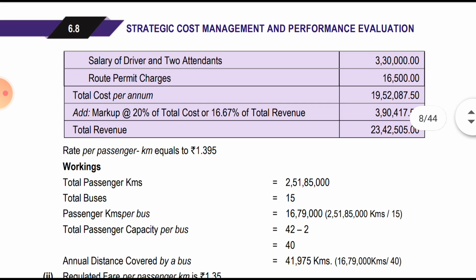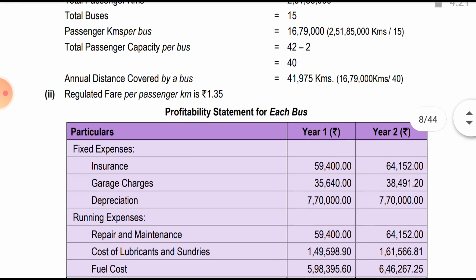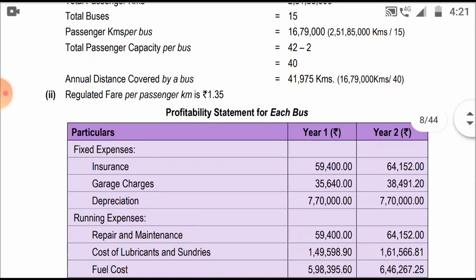So the rate per passenger will be this, 23,42,505, which we will divide by the passenger kilometers. See, in the working note below they have given passenger kilometers as 16,79,000, so we'll get 1.395. So this is the rate per passenger per kilometer.